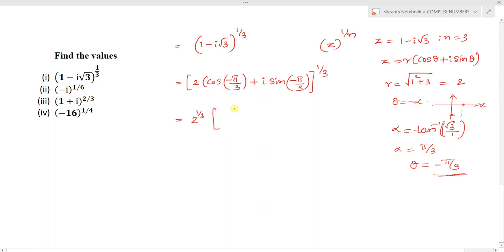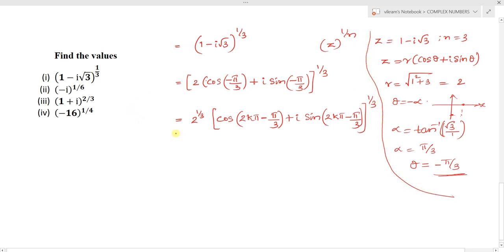And now we have to generalize this one. How to generalize? For every 360 degrees the same value is obtained. Then cos of 2k pi plus theta, which is nothing but minus pi by 3 here, plus i times sine of 2k pi plus theta, which is minus pi by 3, and power 1 by 3. So now we can write this as 2 power 1 by 3, and now apply De Moivre's theorem.